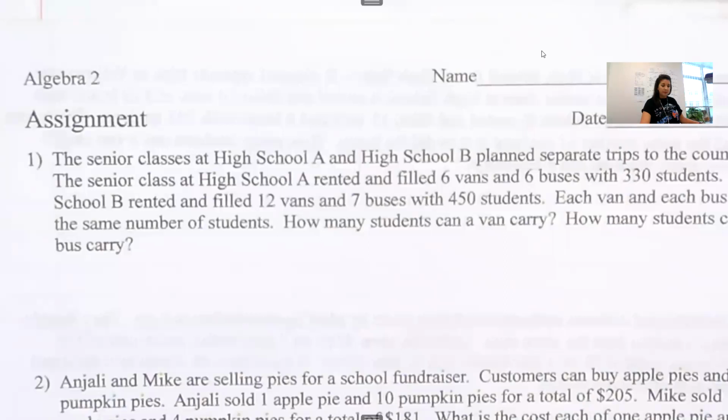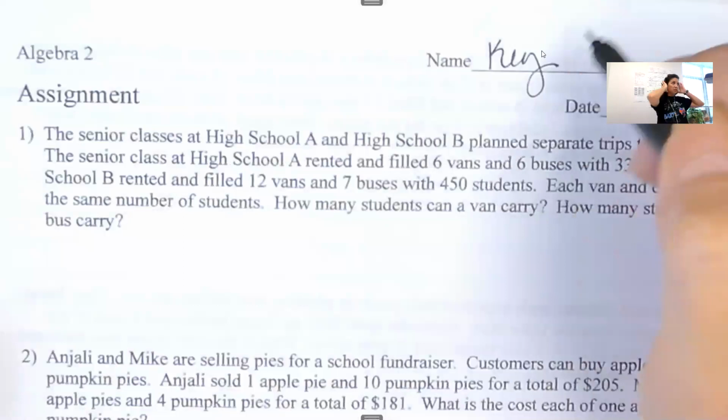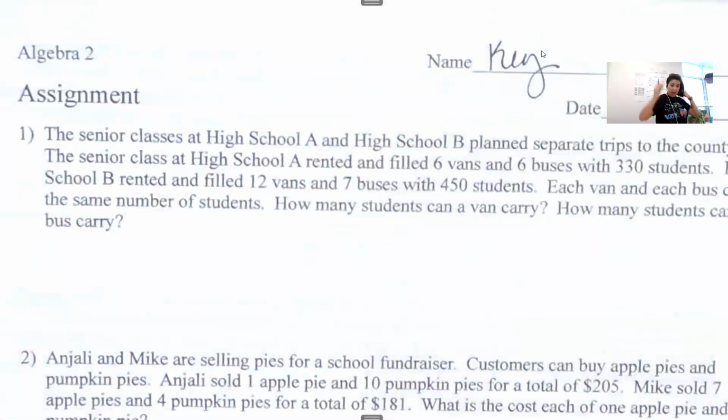So today's lesson is on solving systems of equations word problems. And I'll post this PDF of this page on Schoology if you aren't here. You can print it off, and if you don't have a printer, then you're going to have to copy it down.